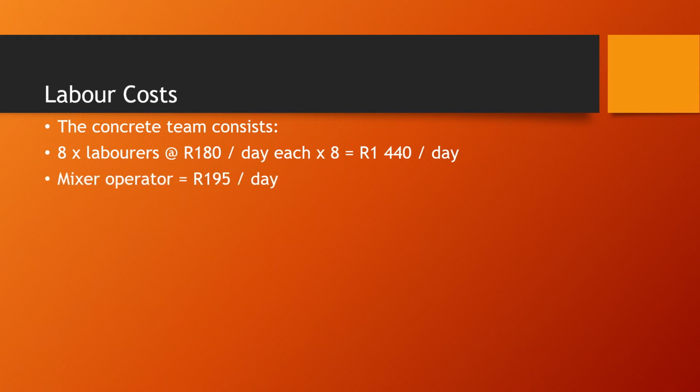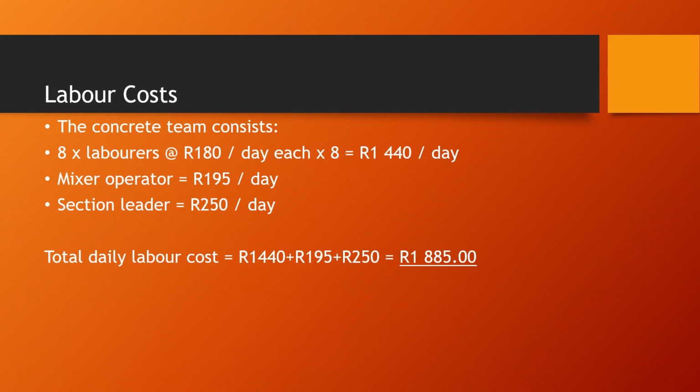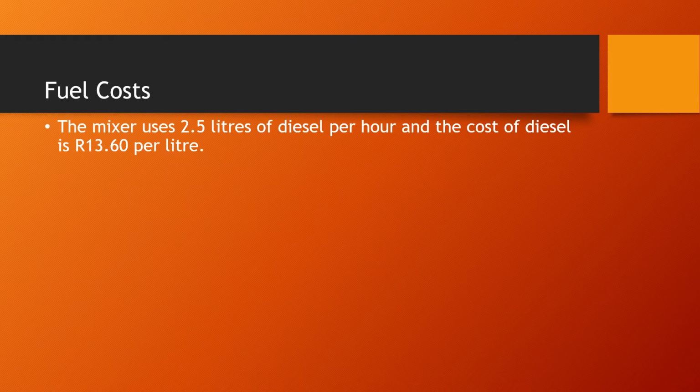And then the one who's going to operate the mixer, 195 rand a day. And then your supervisor or section leader is 250 rand a day. So your total labor cost for the day would be 1,440 plus 195 plus 250. That gives you a total of 1,885 rands. All right. Now let's look at the last small item, which is the fuel cost.